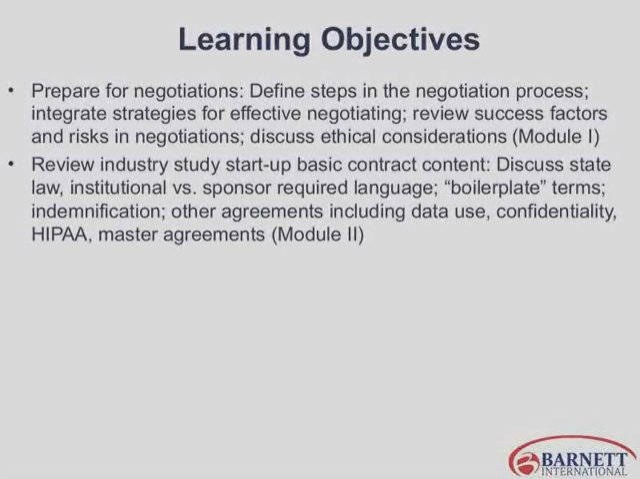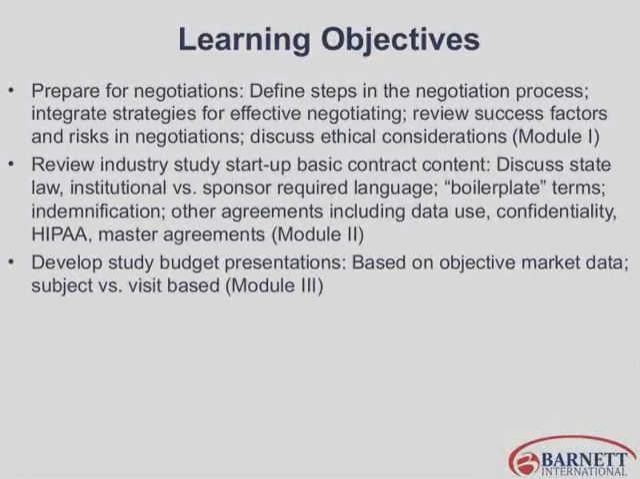Now we'll get to the meat of it, which is developing study budgets based on objective market data, subject versus visit-based. We'll give you examples about how people come to terms in terms of the budgets. The one thing I want to be sure you're clear about is that we're not going to give figures at all, dollar amounts and such. We'll give fantasy numbers, because I said earlier that many times it's dependent on the therapeutic area, the type of study, and your sponsor and what kind of capital is behind this. Budgets in terms of the actual dollar signs per procedure, informed consent process, et cetera, will vary. So we're not going to provide those numbers.